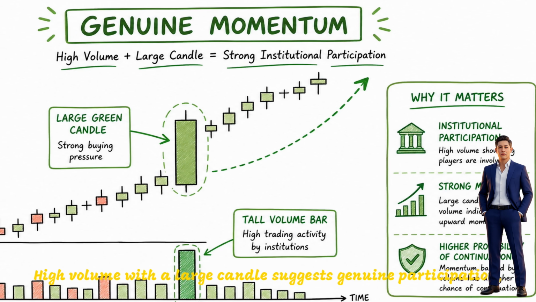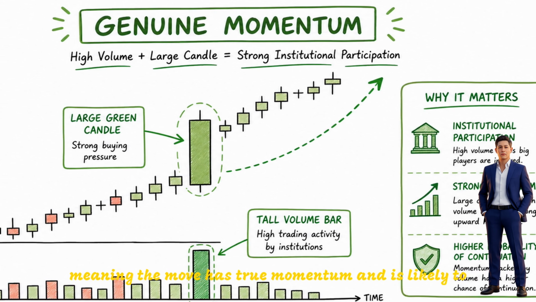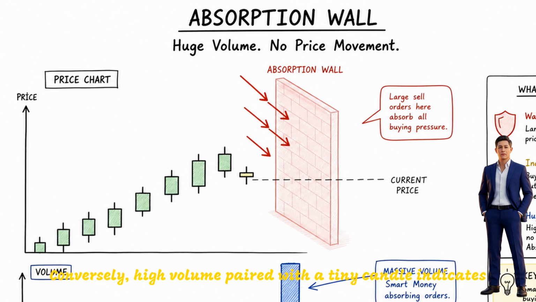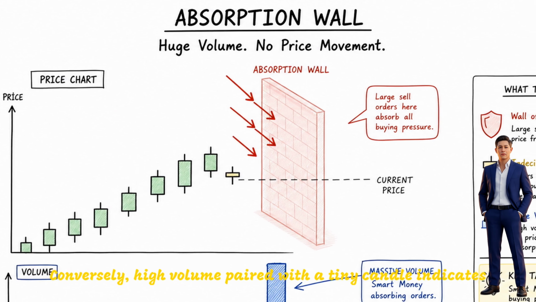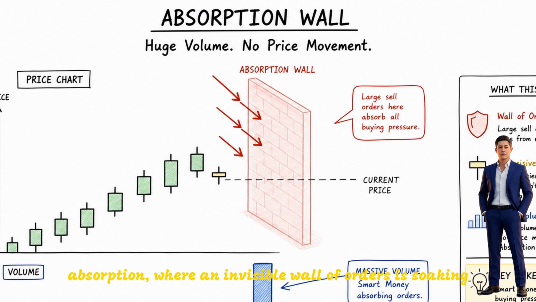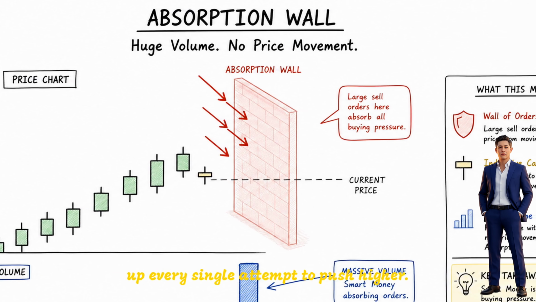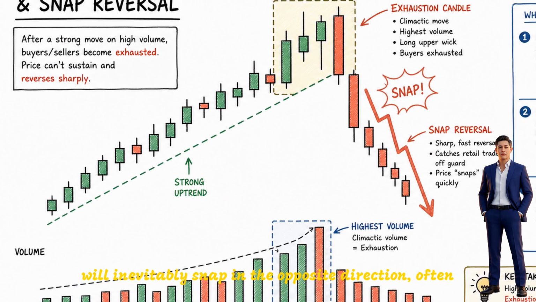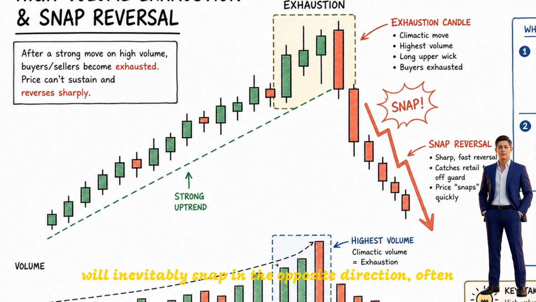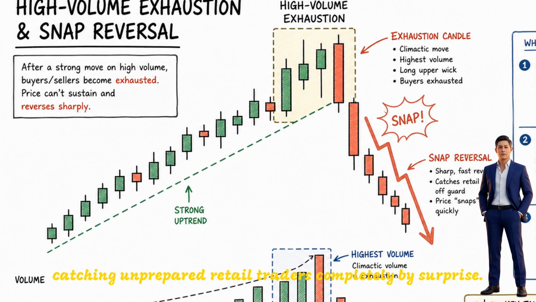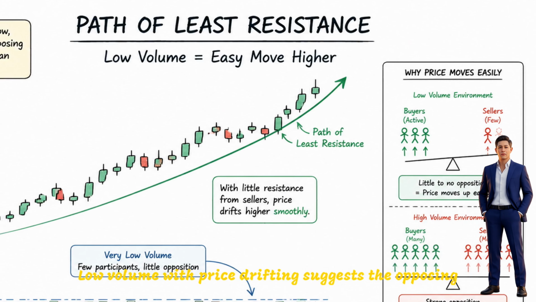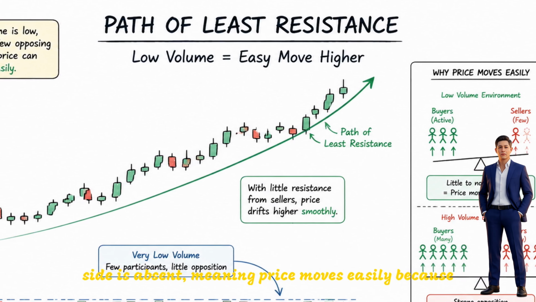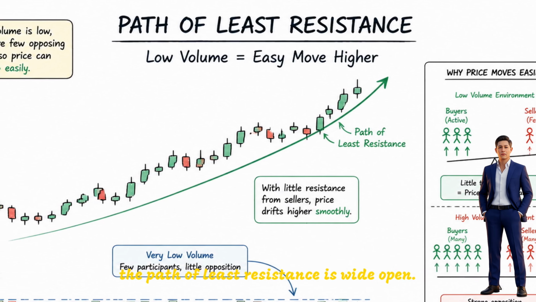High volume with a large candle suggests genuine participation, meaning the move has true momentum and is likely to continue in the current direction. Conversely, high volume paired with a tiny candle indicates absorption, where an invisible wall of orders is soaking up every single attempt to push higher. When the pushing side finally exhausts its energy, price will inevitably snap in the opposite direction, often catching unprepared retail traders completely by surprise. Low volume with price drifting suggests the opposing side is absent, meaning price moves easily because the path of least resistance is wide open.